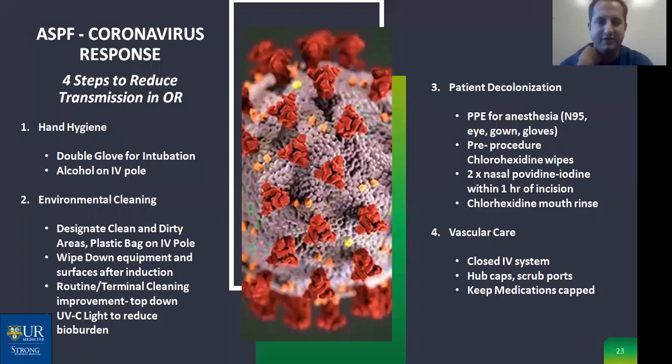They are also suggesting alcohol on the IV pole on the left-hand side to make it easier for us to alcohol our hands during patient contact. They're also suggesting environmental cleaning. I thought this was really interesting. They are suggesting for us to designate a clean and a dirty area, the dirty area specifically being a plastic bag on the right IV pole with a mesh wire basket in which you put dirty gloves as well as the laryngoscope immediately after use, and have it as almost a Ziploc seal, which I think is really a good practice to get into.